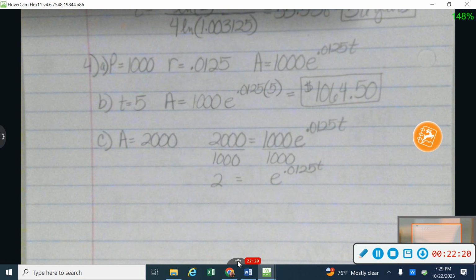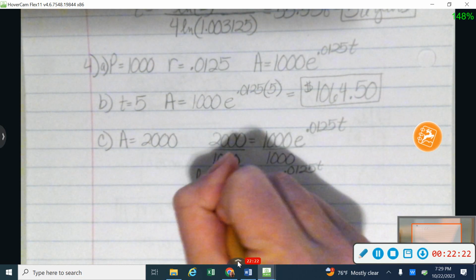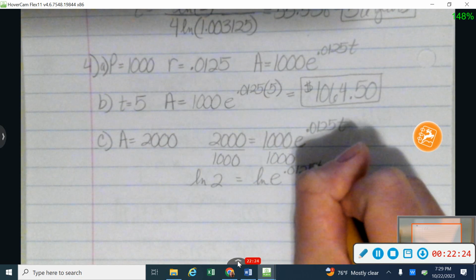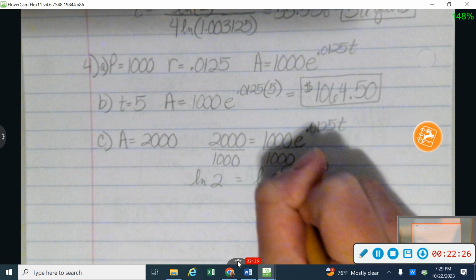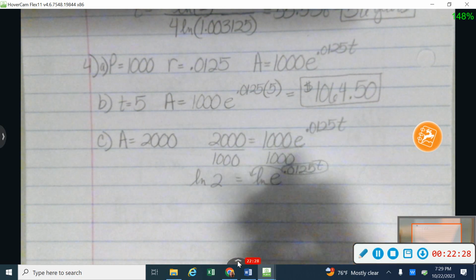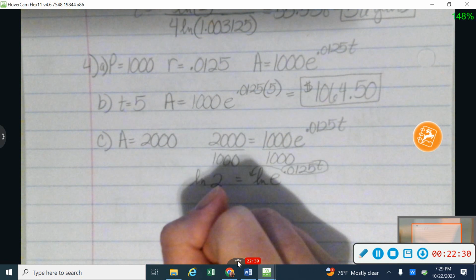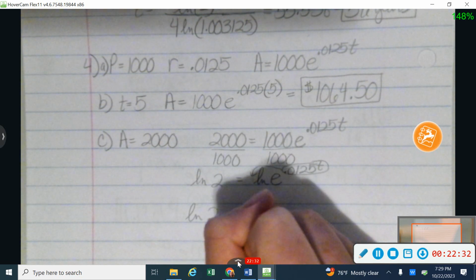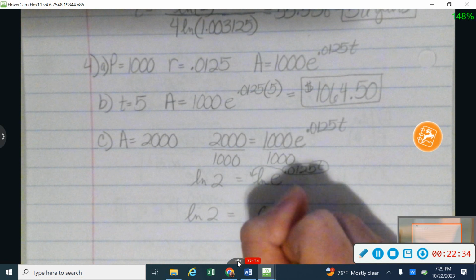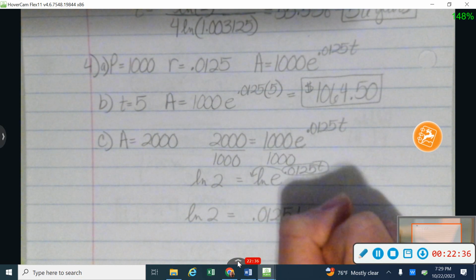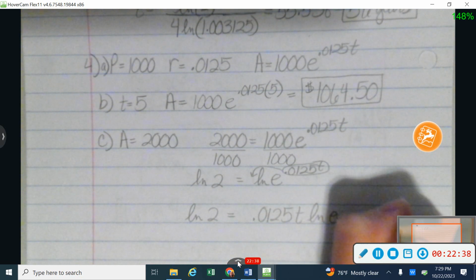Okay, again, lots of different ways to solve this one. I'm going to take the natural log of both sides. I like using the natural log because that's what you'll use in calculus. I'm going to use my expand tool of bringing that to the front. That's going to give me the natural log of 2, which is equal to 0.0125t times the natural log of e.